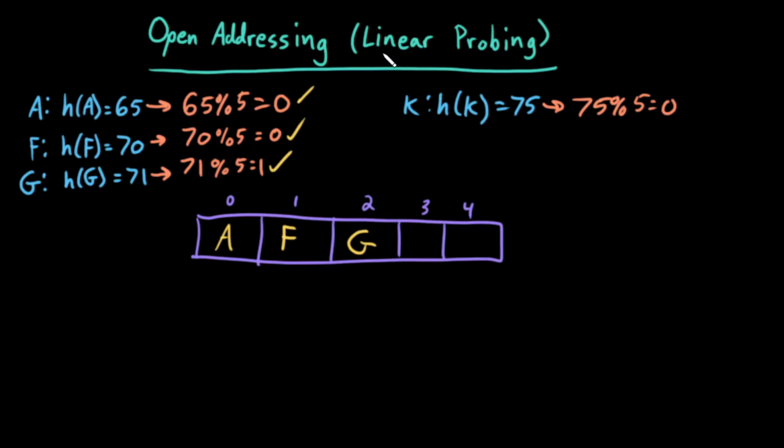The reason why we call this linear probing is because we go to the initial spot and we linearly probe. We check one by one by one in a straight line down the array.